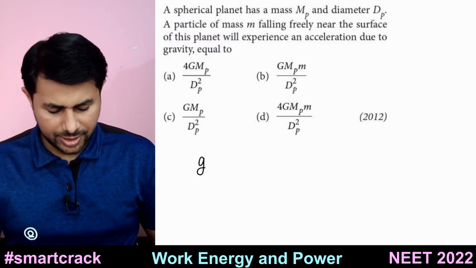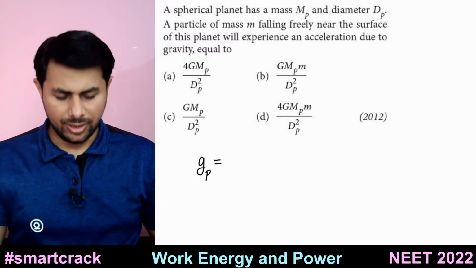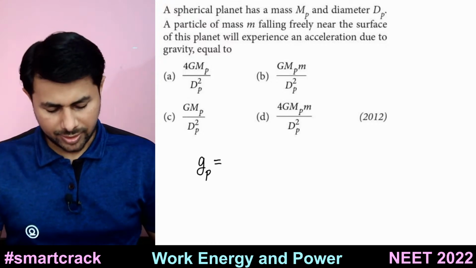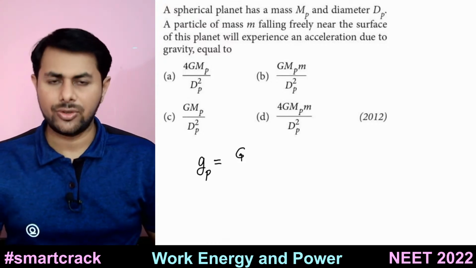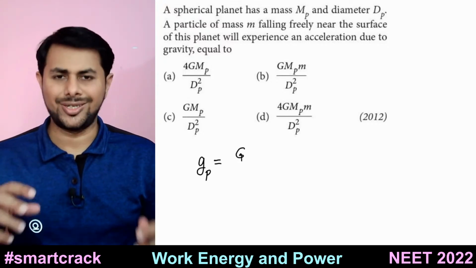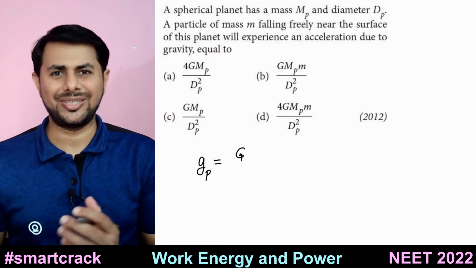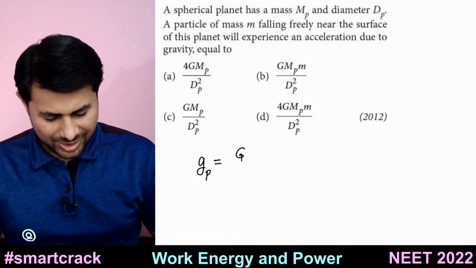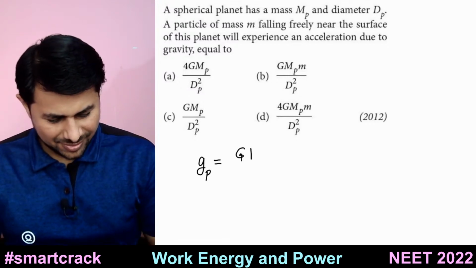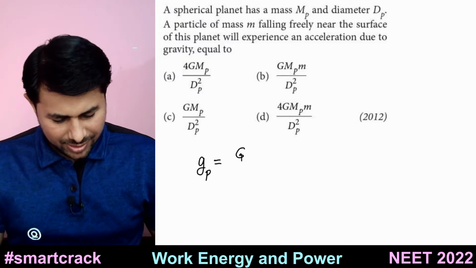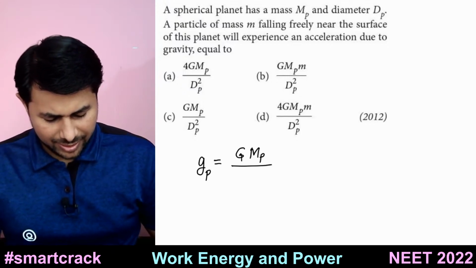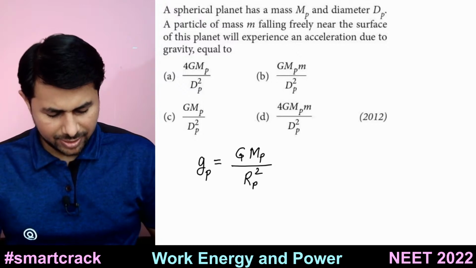We know acceleration due to gravity is given by what? g equals GM over r square, capital G into M over r square. So G is the universal gravitational constant. It doesn't change unless it is given in some problem. So G is always constant. Then it will be mass of the planet divided by radius of the planet square.